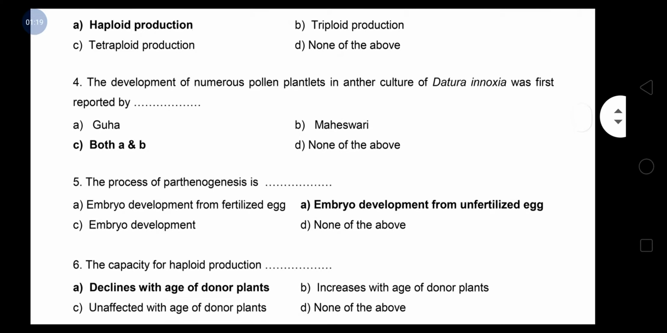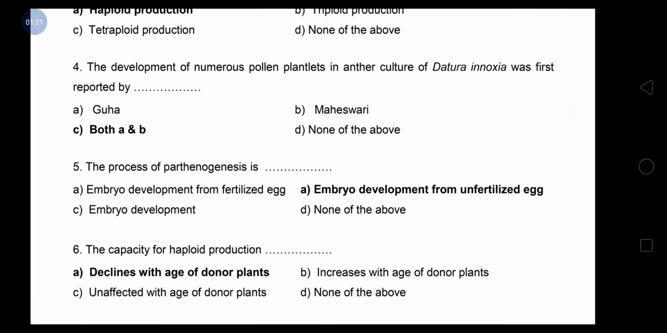The development of numerous pollen plantlets in anther culture of Datura innoxia was first reported by Guha and Maheshwari. The process of parthenogenesis is embryo development from an unfertilized egg. Parthenogenesis means the embryo formation from the embryo sac. There is one more term known as parthenocarpy. Don't get confused between parthenogenesis and parthenocarpy. Parthenocarpy is the seedlessness condition.